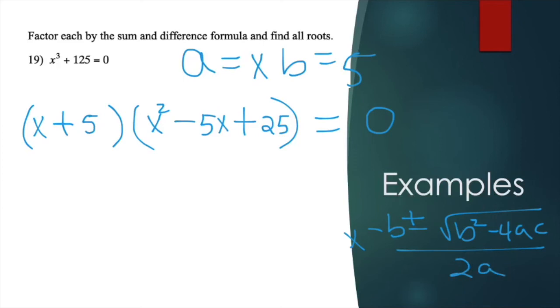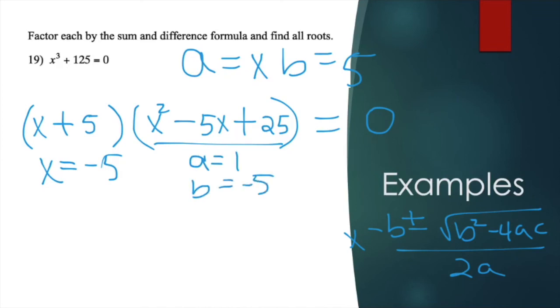All right. So we already have one of the answers right here. X equals negative 5. We have to have 2 more. Our 2 more will be found with our quadratic equation. What is A, B, and C now for this one? A is 1, B is negative 5, and C is 25.